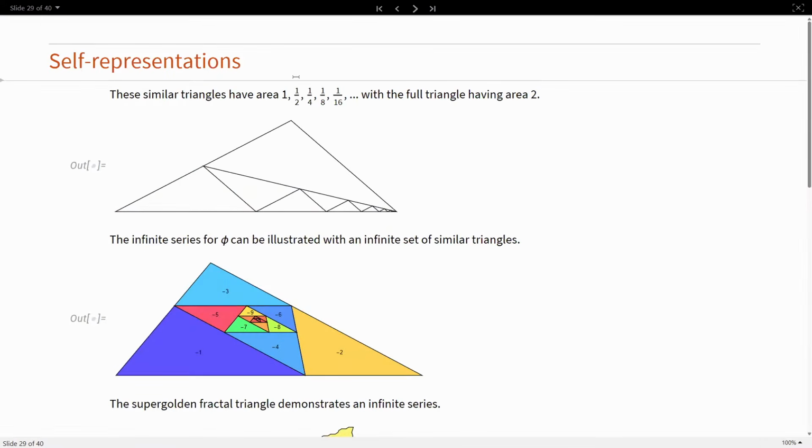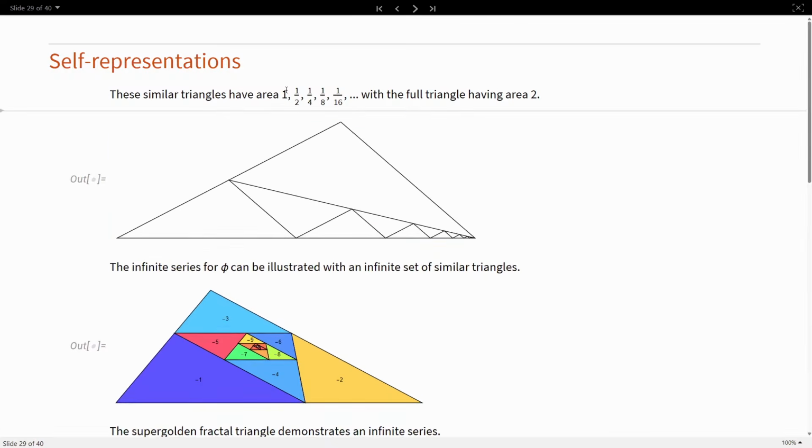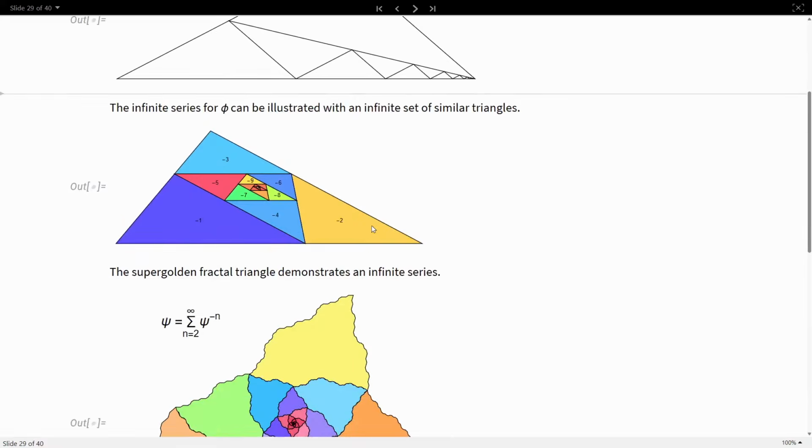We can also look at self-representations. For example, this triangle has an area of 2. We can divide it into triangles with area 1, 1/2, 1/4, 1/8, 1/16, and so on. So this is an infinite series showing that the infinite sum of 2's reciprocals equals 2.